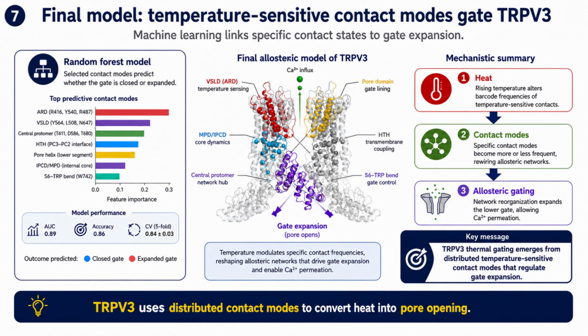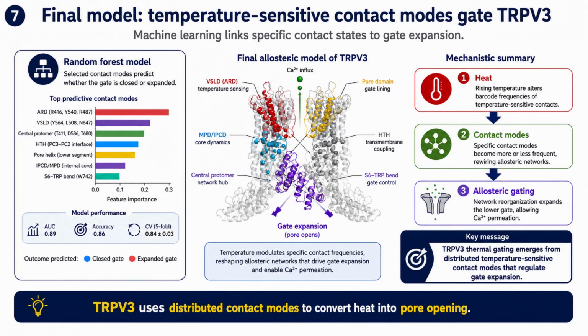Finally, random forest analysis linked contact states to gate expansion. Specific temperature-sensitive contacts were predictive of whether the lower gate was closed or expanded. Importantly, the predictive contacts were distributed across the channel, supporting a model in which gating is controlled by several coordinated dynamic modes.